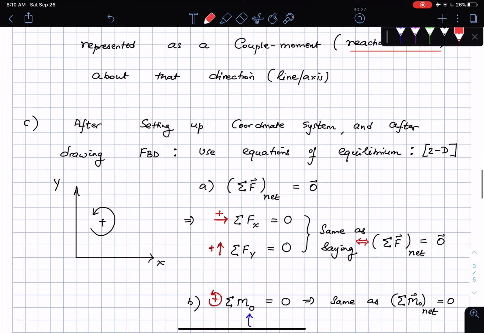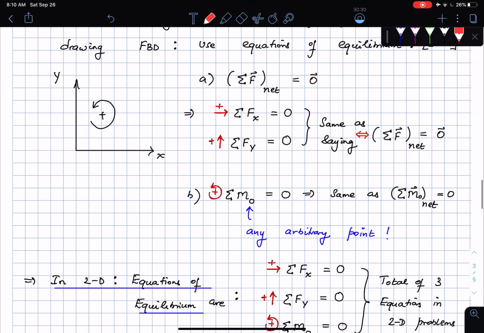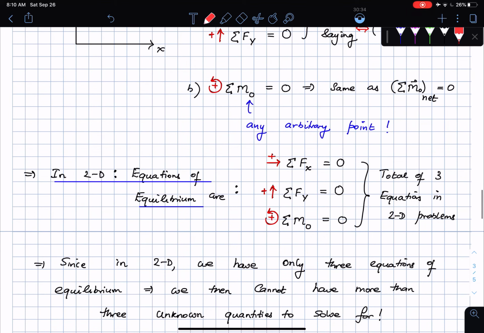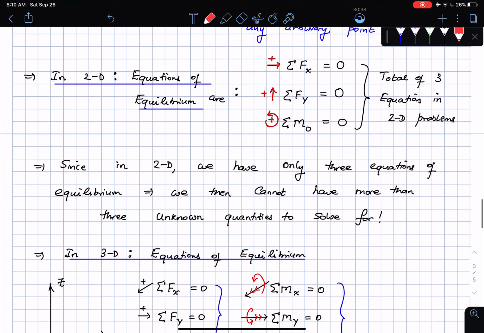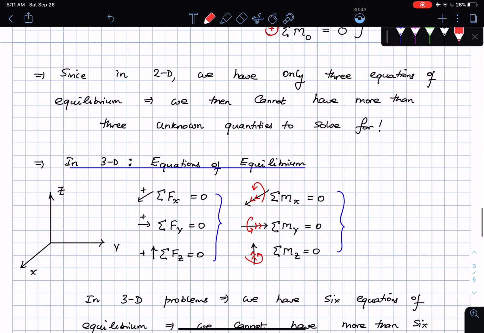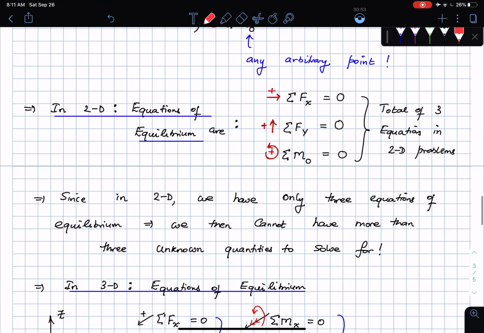Then once you set up your coordinate frame and free body diagram, if this is a two-dimensional problem, I'm going to have three equations of equilibrium, as you can see here. But if it's a three-dimensional problem, I do the same thing. I set up a coordinate frame, positive x, positive y, positive z, and then I have 6 equations of equilibrium in 3D, which means I can solve for only 6 unknowns in 3D. In 2D, I can solve for a maximum of only 3 unknown quantities.